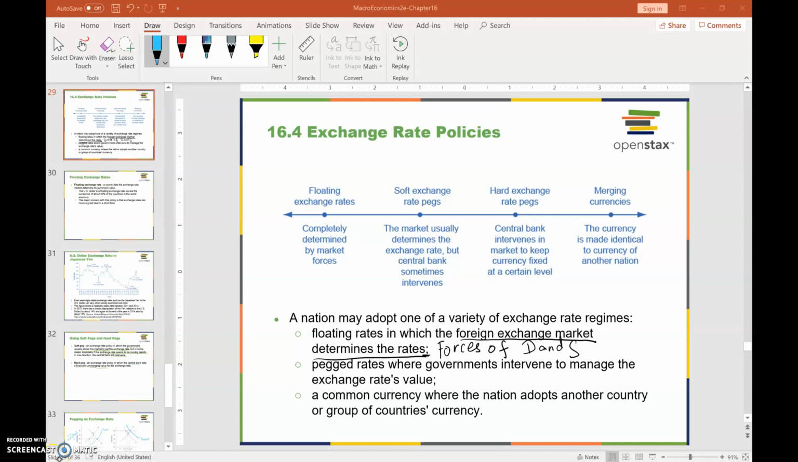Hey everyone, in this section, let's look at exchange rate policies. We have four exchange rate policies. The first of all is the floating exchange rate. A floating exchange rate is an exchange rate system in which the exchange rate is determined by the forces of demand and supply without government intervention.